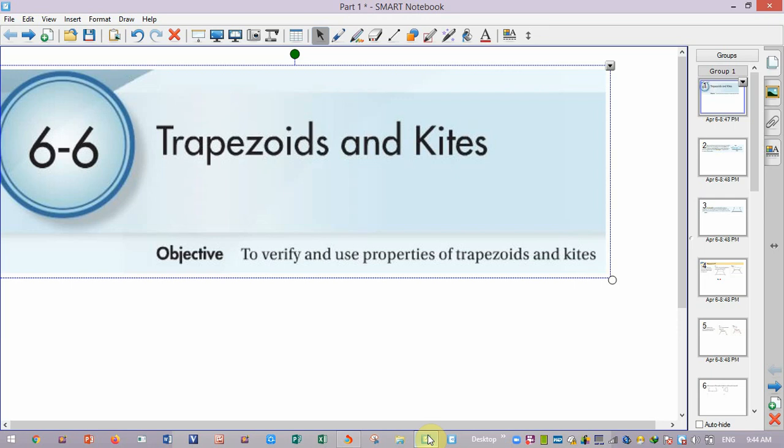Hello, lesson 6-6, trapezoids and kites. Today we will take just trapezoids. What is a trapezoid?